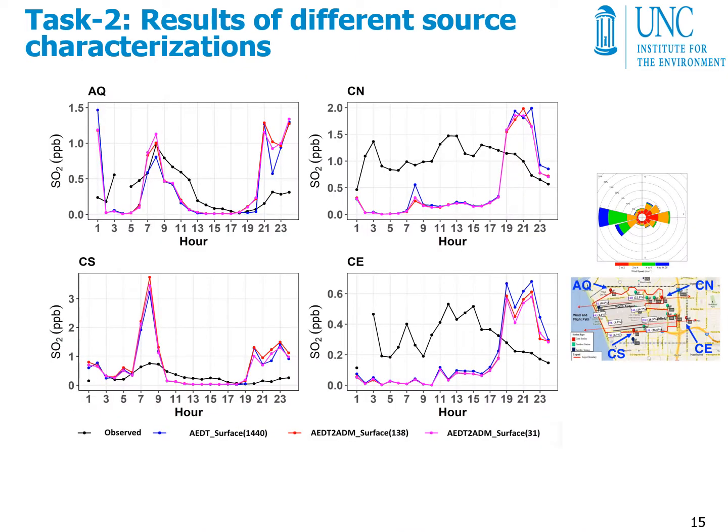This slide shows the results of Task 2, which is the different source characterizations. The figure shows the comparison of model prediction of hourly average SO2 for the entire month of February with observations at 4 sites. The black line is the observations, the blue line is the AEDT 1440 surface sources, the red line is the AEDT to ADM 138 surface sources, and the pink line is the AEDT to ADM 31 surface sources. The figure shows that there is no big difference between the 3 run cases.